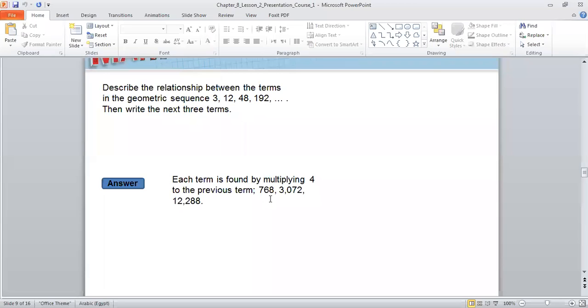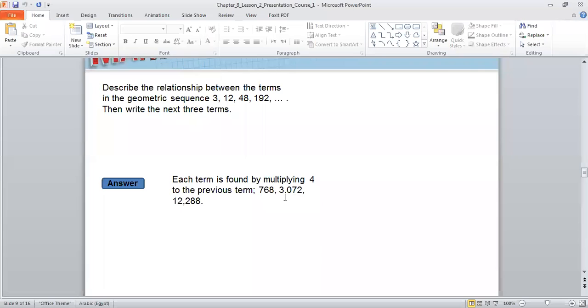You can multiply it in your mind, or you can use a calculator. So if you multiply 192 by 4, it gives 768. If I multiply 768 by 4, because in this geometric sequence I will multiply by 4 every time, 768 multiplied by 4 equals 3072.